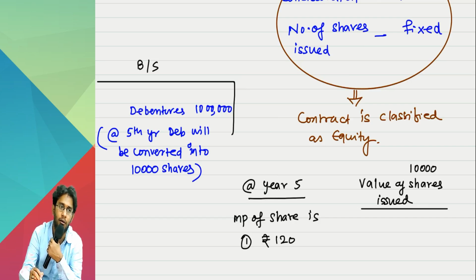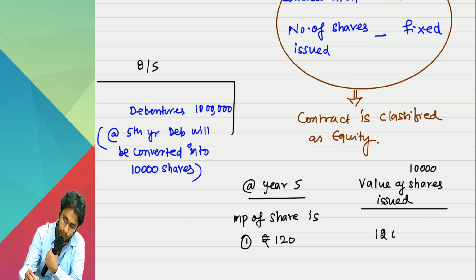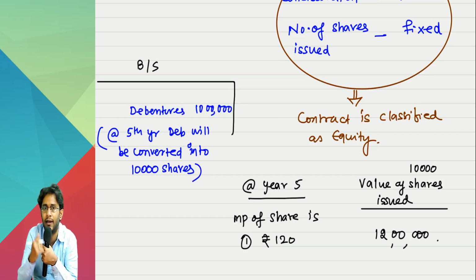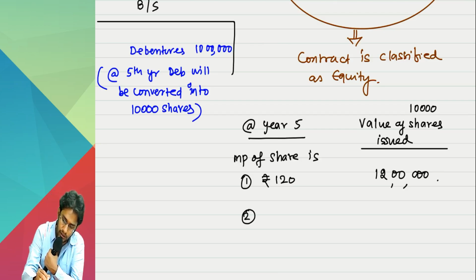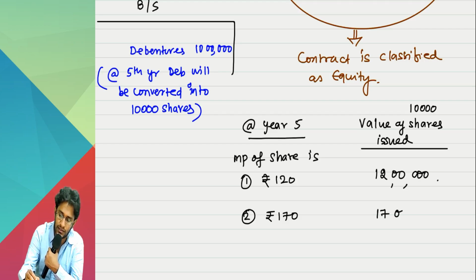Into 120. How much is that? 12 lakh rupees. If you are a debenture holder who paid us 10 lakh rupees now, but ultimately you are getting an amount of 12 lakh because share value has increased, you should be happy with that ideally. Let us say this becomes 170. So the consideration or the value of the shares you are getting is 17 lakhs.